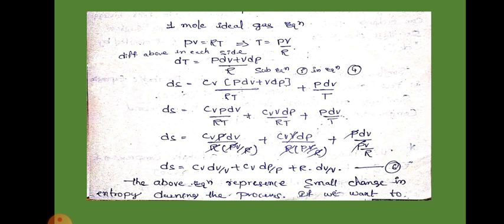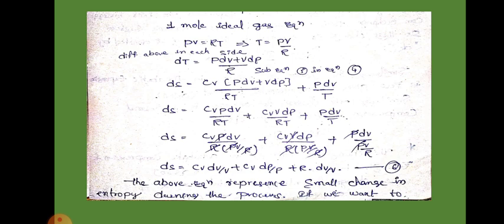So p and R get cancelled in the first term. In the second term, v gets cancelled and R gets cancelled. In the third term, p gets cancelled in numerator and denominator. So finally ds is equal to Cv dv by v plus Cv dp by p plus R into dv by v.